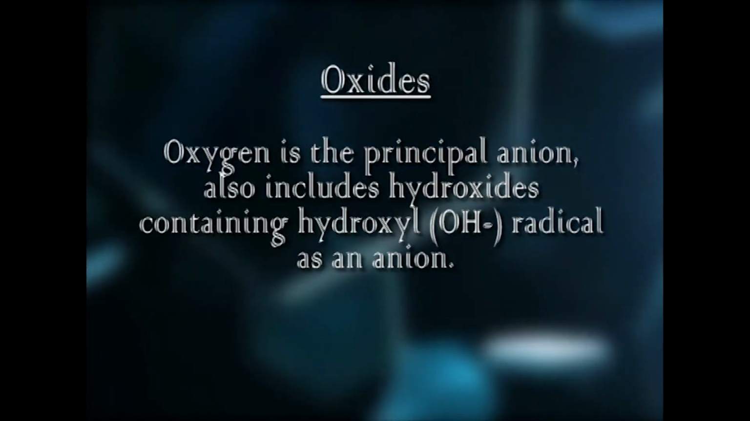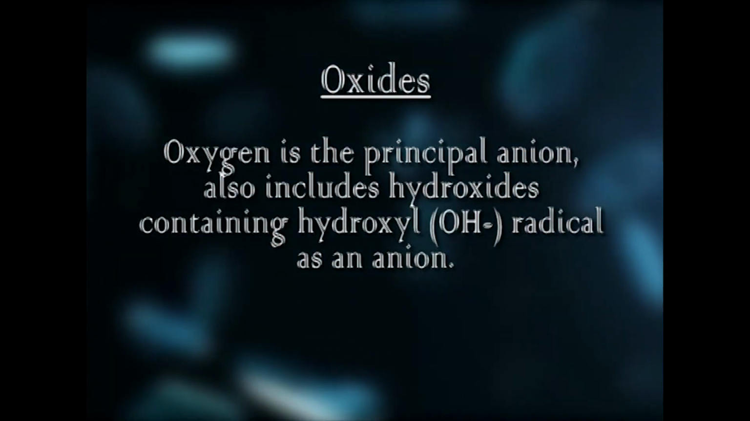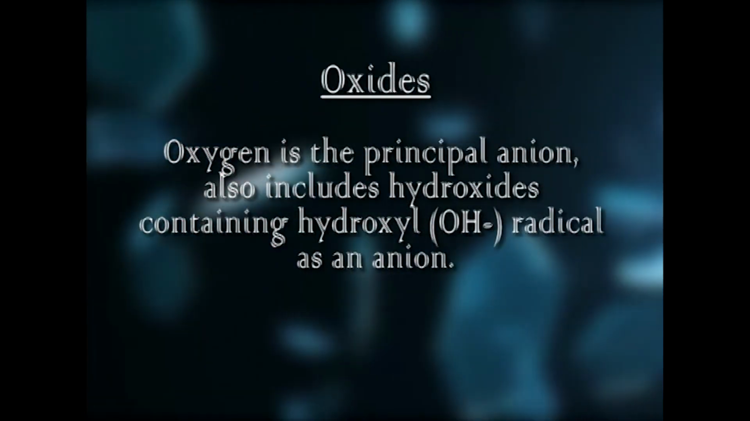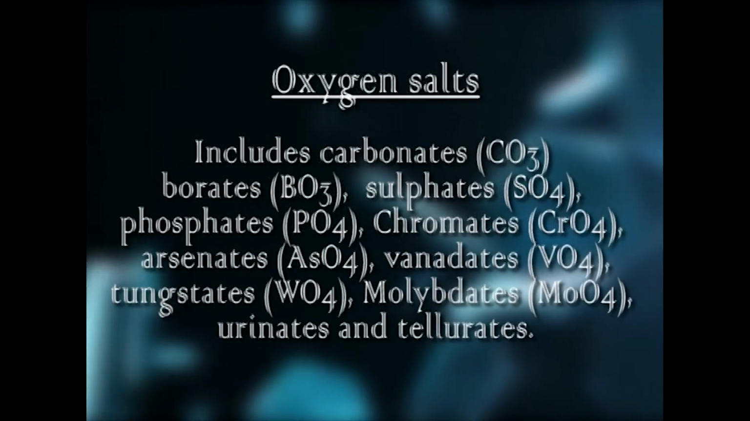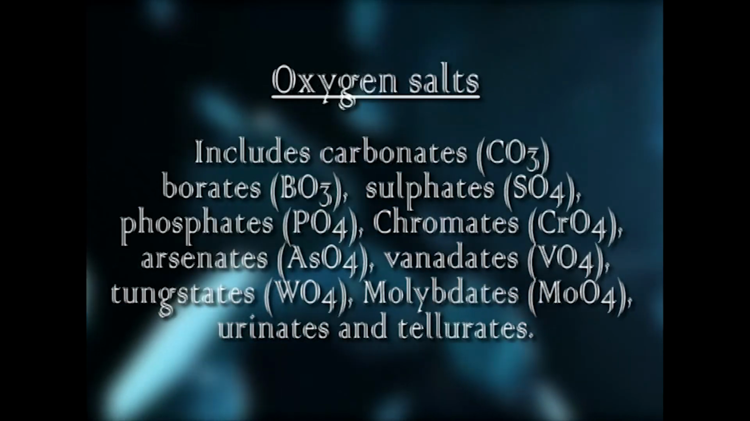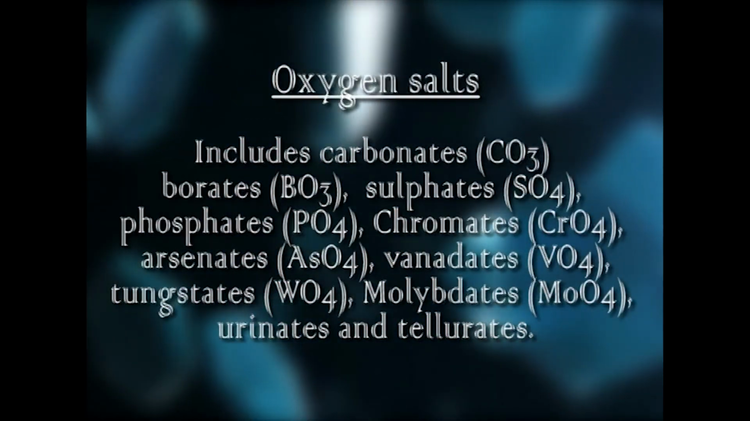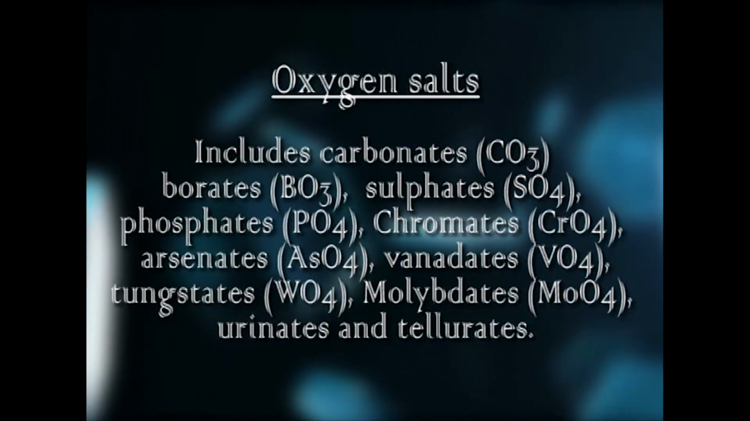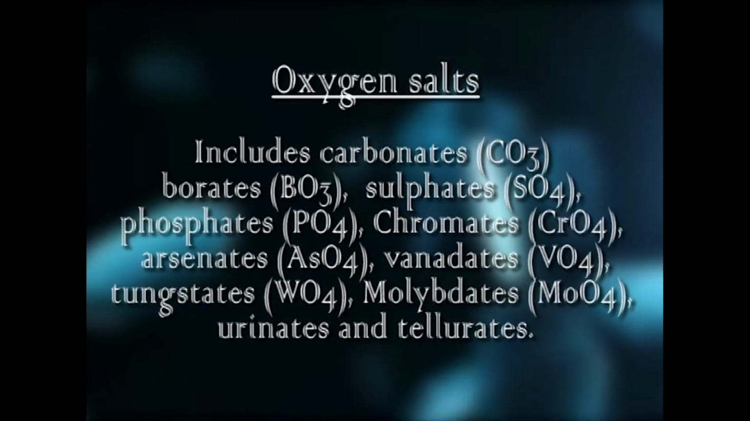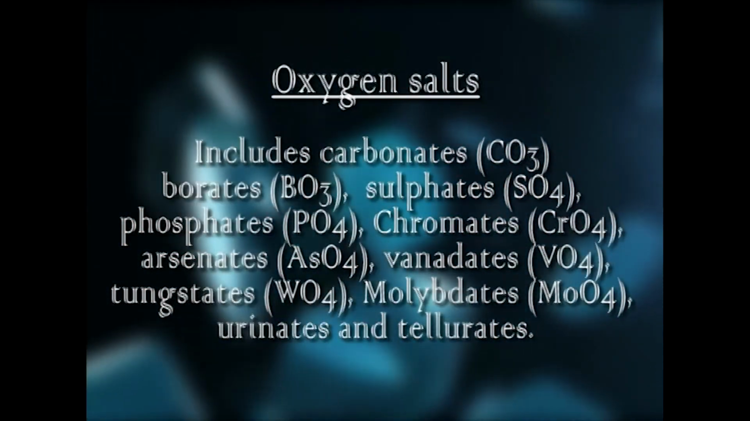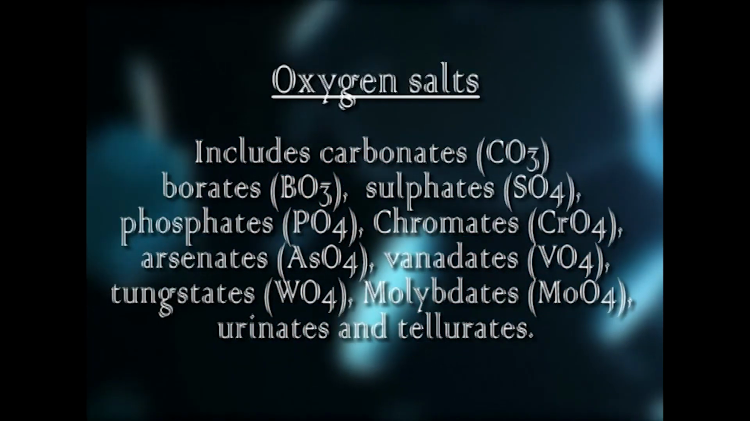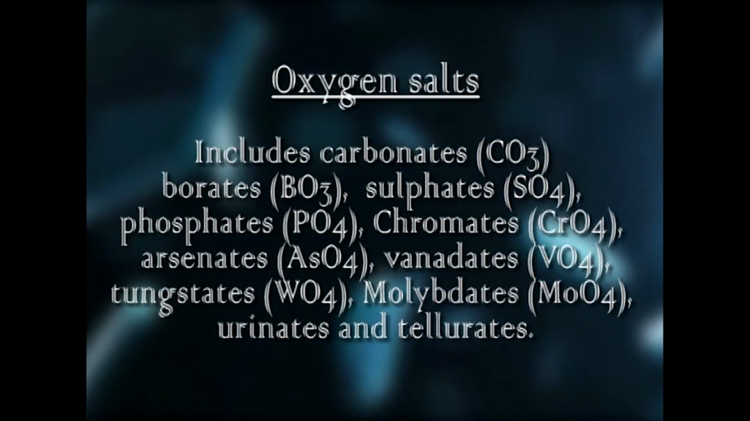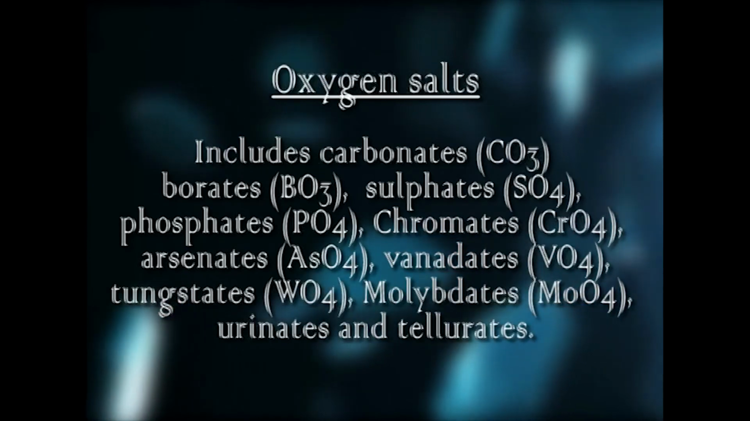Oxides, where oxygen is the principal anion, which also includes hydroxides containing the hydroxyl radical as an anion. Then comes the wide list of oxygen salts, which includes carbonates, borates, sulfates, phosphates, chromates, followed by arsenates, that is AsO4, vanadates, tungstates, that is WO4, molybdates, MoO4, and uranates and tellurites.